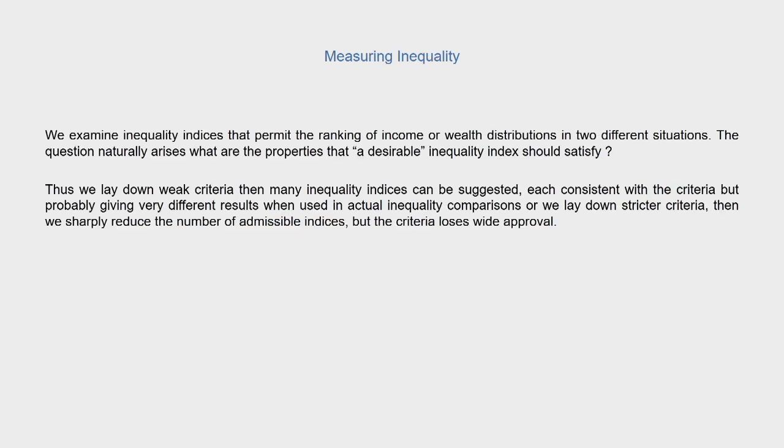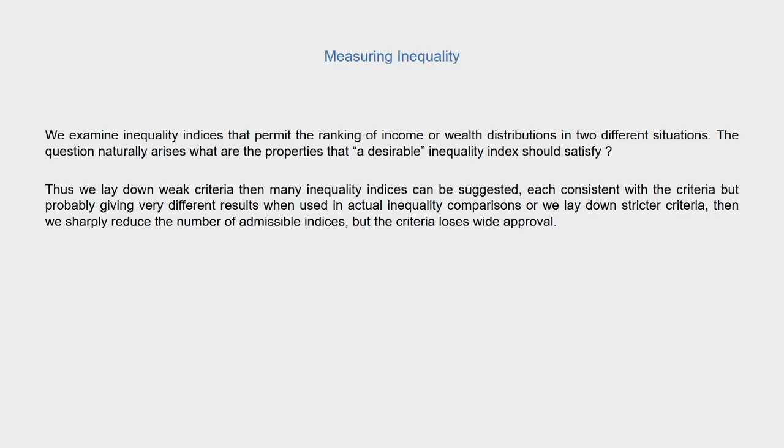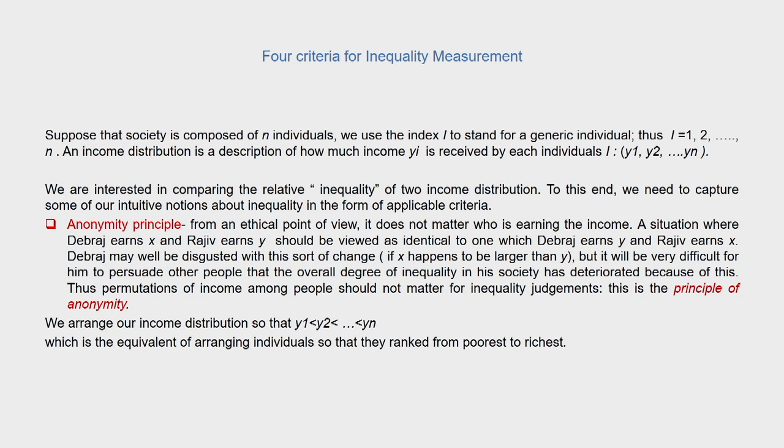Now, let us also revise some of the principles that we had done in the last class, in lesson 1 of this week, when we were saying that a good inequality index usually satisfies these principles. Before that, when we are examining inequality indices, what are we doing? We are basically permitting ranking of income or wealth distributions in two different situations. So, the question naturally arises, what are the properties that a desirable inequality index should satisfy? And therefore, we lay down weak criteria based upon which many inequality indices can be suggested, each consistent with the criteria but probably giving very different results when used in actual inequality comparisons. Let us briefly revise the principles which should be satisfied by an inequality index, which we had done in lesson 1 of this week.